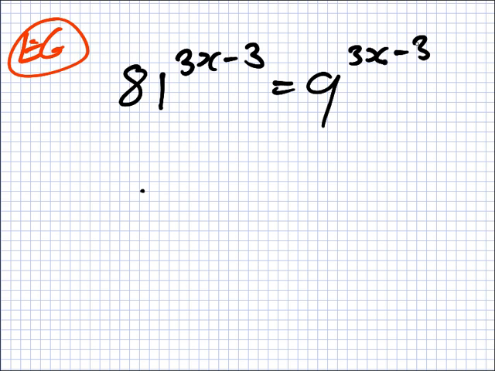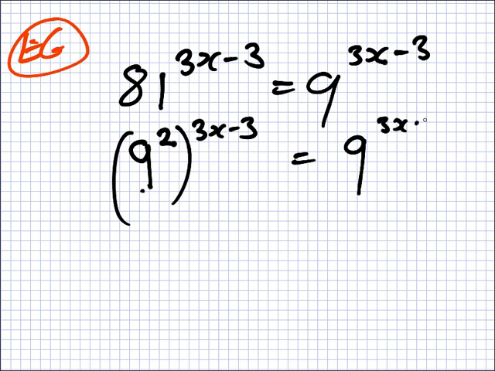The trick with this type of problem is you need to change the 81 or the 9 so that they're both the same number. The 81 should be changed to what? 9 squared is 81. Yeah. And that's 3x minus 3. 9, 3x minus 3. So what happens here? 6x minus 6, and here, nothing, it's the same, isn't it?